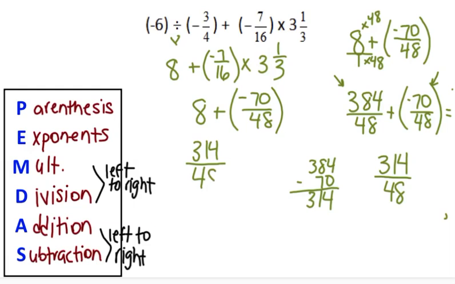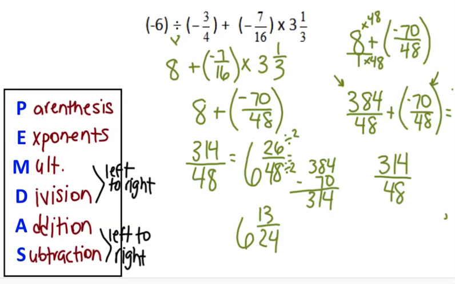Now I don't want to keep my answer as an improper fraction, so I'm going to convert it to a mixed number. 48 goes into 314 6 times with 26 left over. However, I see that I can still reduce this mixed number, and I can divide both of these by 2. So my final answer would be 6 and 13/24.